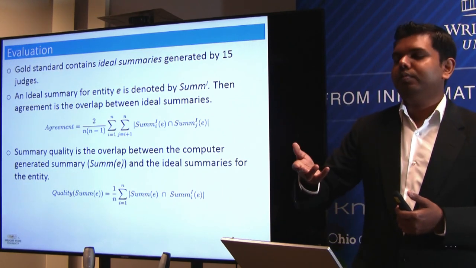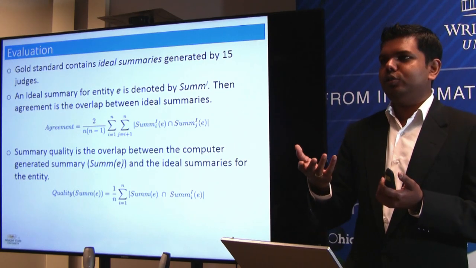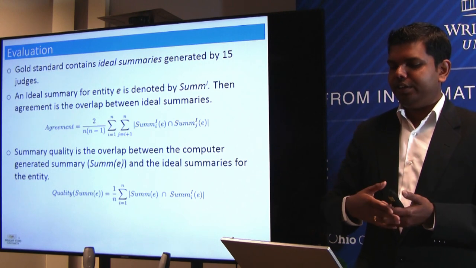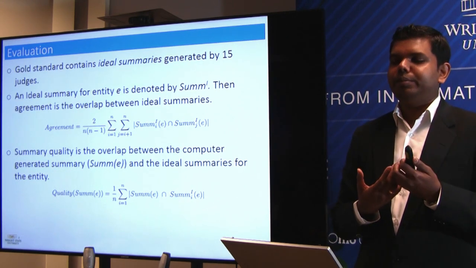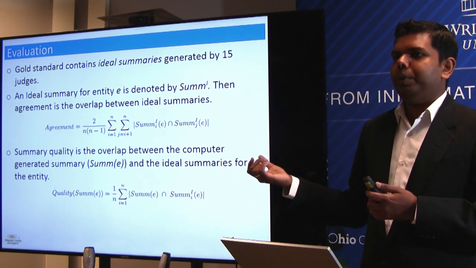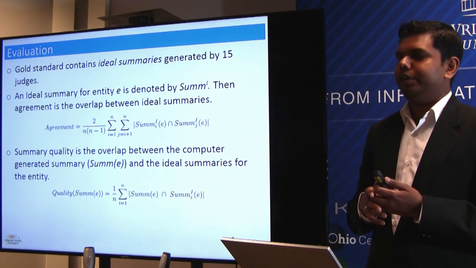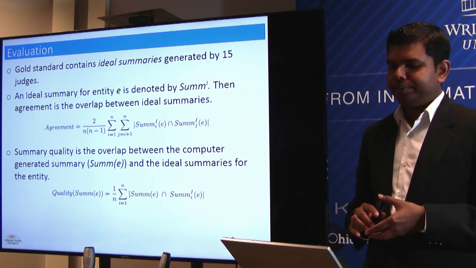We gave them the set of entities and asked them which entities they would prefer to see, and then they selected sets of entities of length 5 and 10. We measure the agreement between the human-generated entity summaries and the average overlap between the computer-generated one and all the human-generated entity summaries. We call it the quality of the summarization.